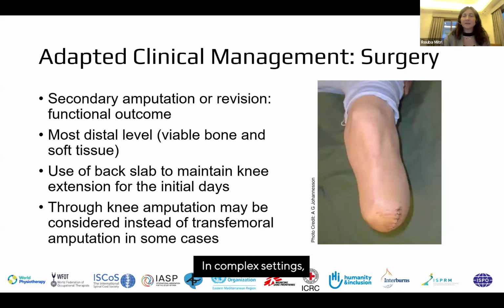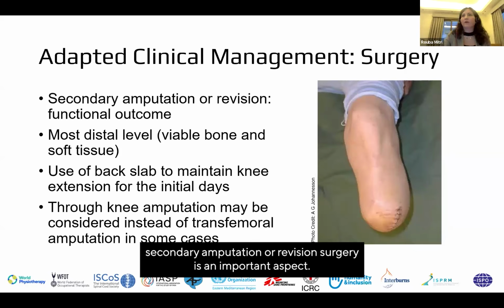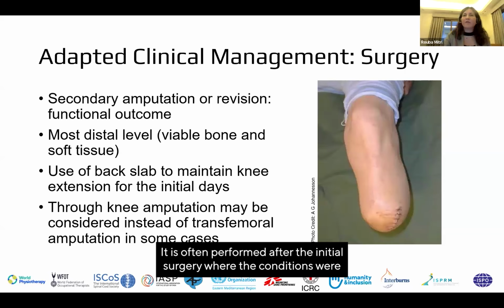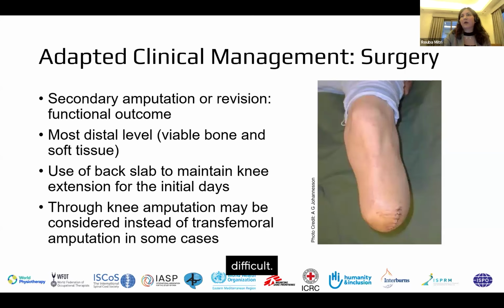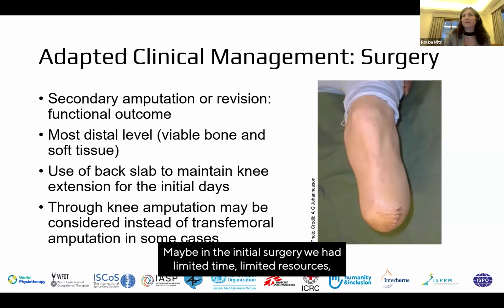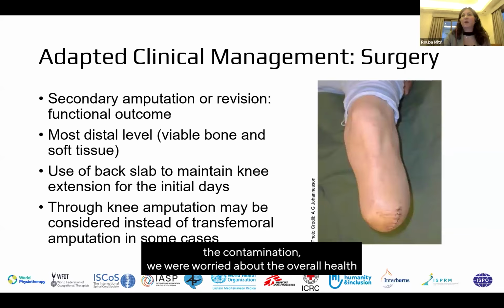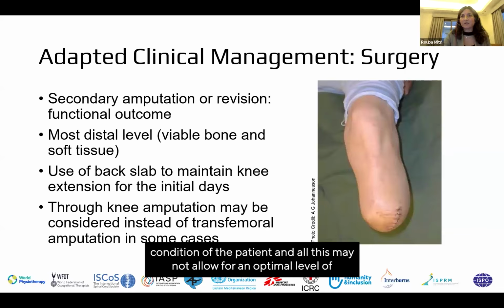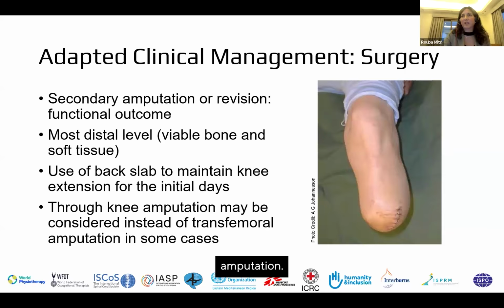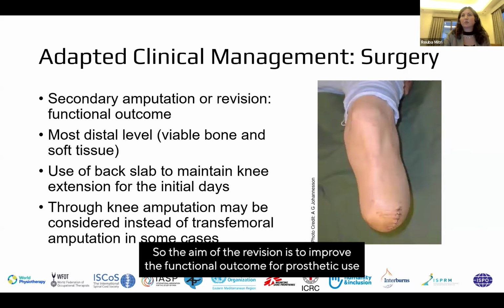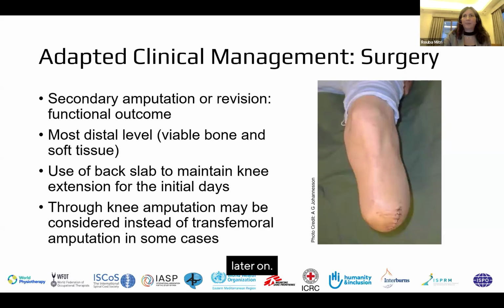In conflict settings, secondary amputation or revision surgery is an important aspect. It is often performed after the initial surgery where the conditions were difficult. Maybe in the initial surgery, we had limited time, limited resources, contamination, we were worried about the overall health condition of the patient, and all this may not allow for an optimal level of amputation. So the aim of the revision is to improve the functional outcome for prosthetic use later on.